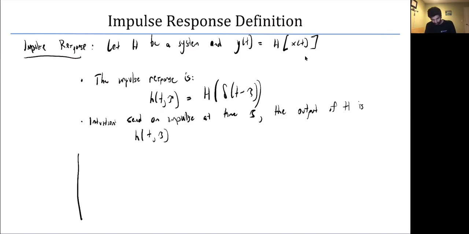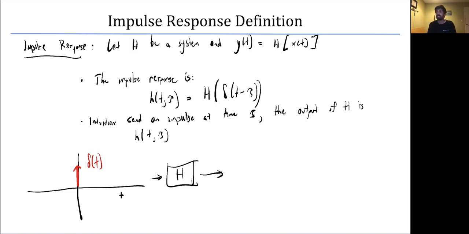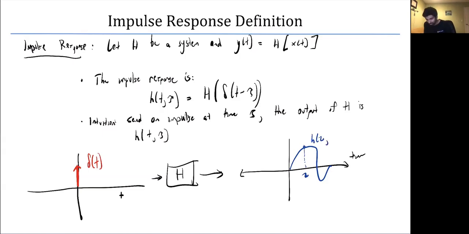So let me draw this for the moment. Here's the signal, here's my time axis, and I have in red here delta of t. Now I take this and I put it into a system H. And this gives me some sort of response. So here's my axis. Here I have time. I don't know, something like this. And this might be at time two. So this would be h of two comma zero, because this function in general here is h of t comma zero. Yeah, it's the blue function in general.